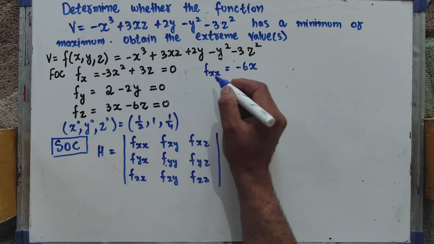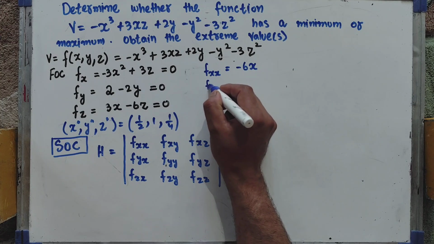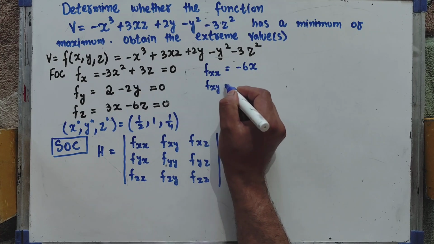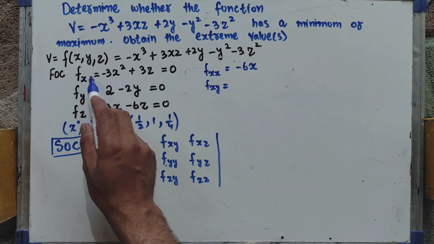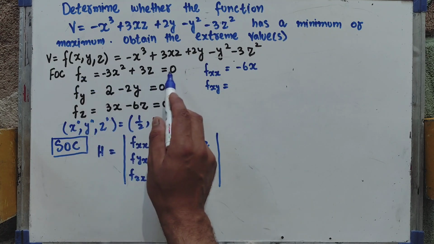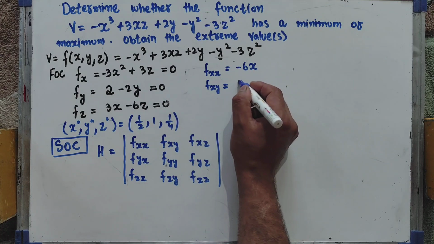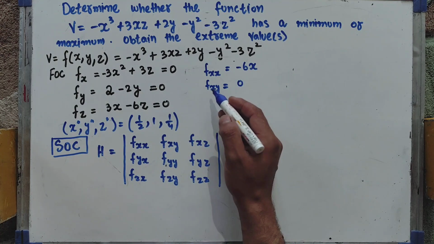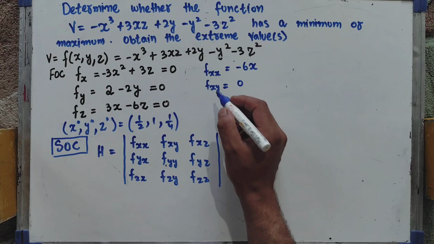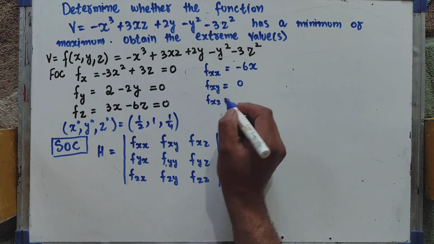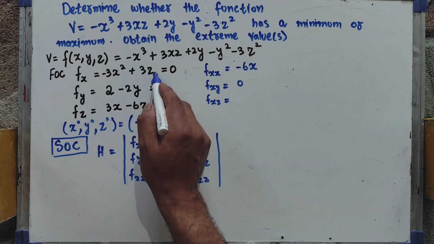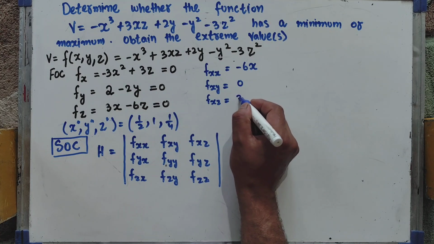Then we need to find f of xy. That means we differentiate this function with respect to y. Since no y is involved, its derivative will be 0. Then we have f of xz. That means partially differentiating with respect to z. Since z is here, the derivative of z is 1, so we are left with 3.